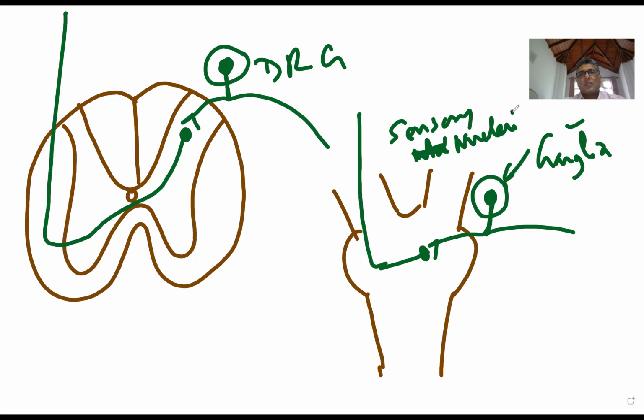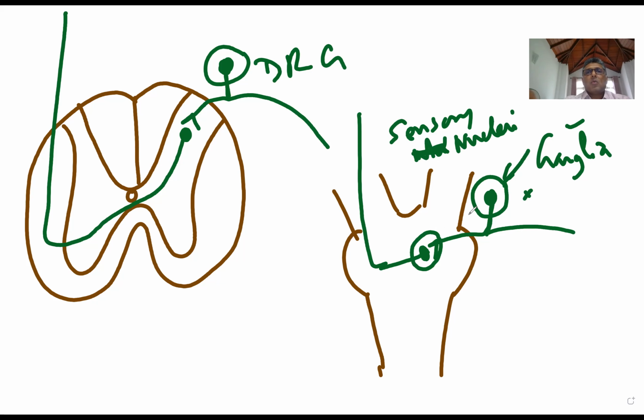Sensory nuclei of cranial nerves, usually it is the cell bodies of the second order neuron that you call the sensory nucleus of the cranial nerve. Okay, because the first one is anyway outside. There are exceptions, one or two, but usually this is the case.